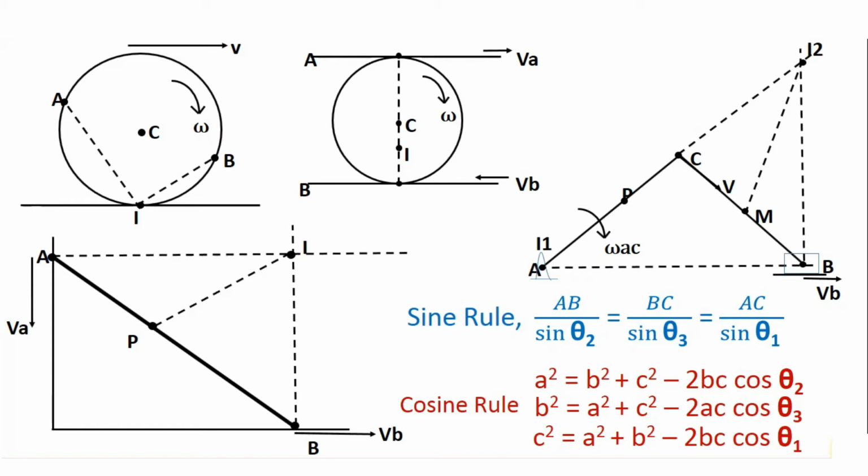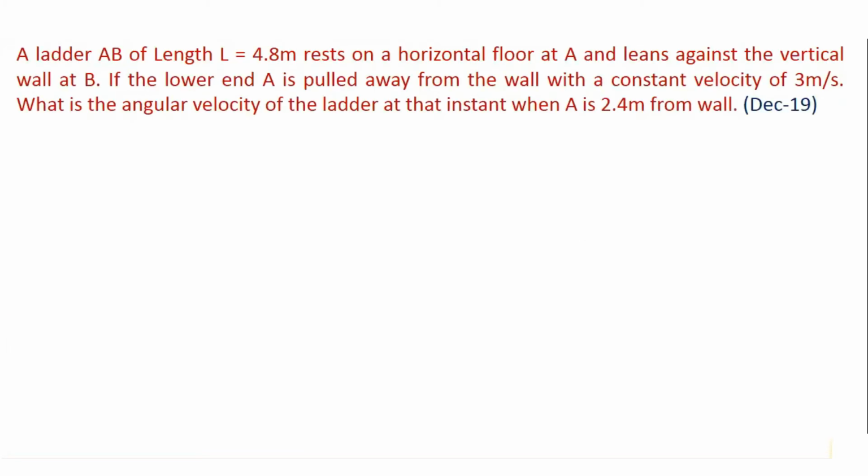Now let us apply all these logics and concepts in the problems given. Let us start with the first problem, which says: a ladder AB of length L equal to 4.8 meters rests on a horizontal floor at point A and leans against the vertical wall at B. If the lower end A is pulled away from the wall with a constant velocity of 3 meter per second, what is the angular velocity of the ladder at that instant when A is 2.4 meter from the wall? This question was asked in the December 2019 paper as far as Mumbai University is concerned.